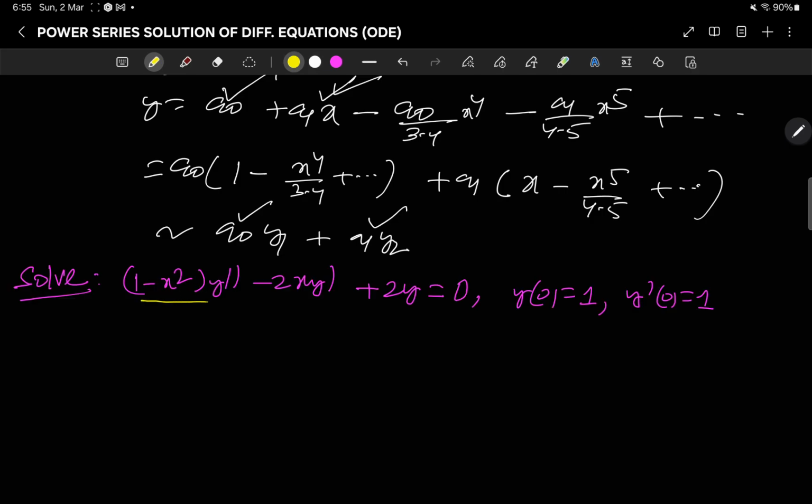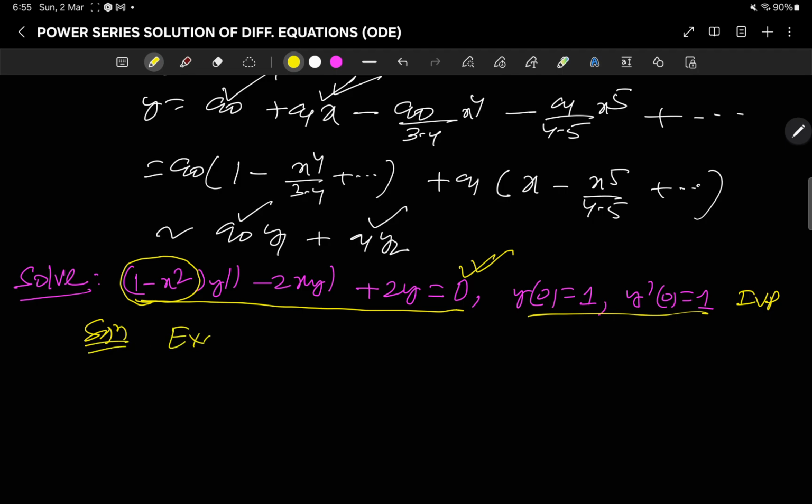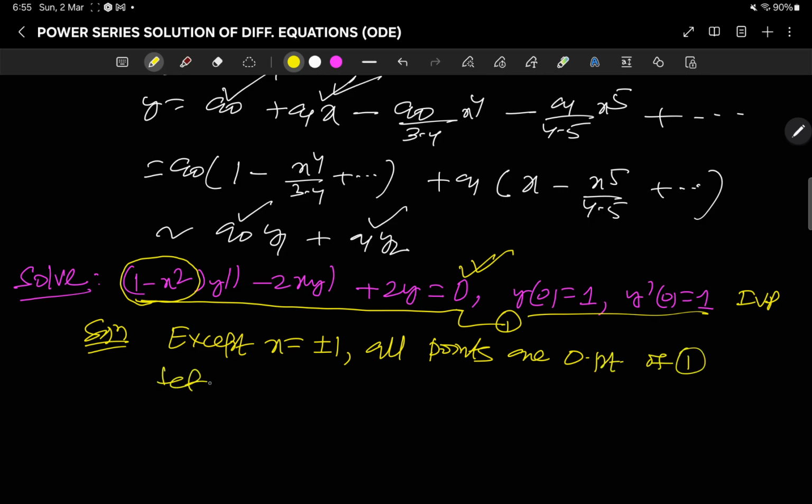So you are asked to solve this. Okay, the previous method will also not work. This is of course an initial value problem. So you see here, except x is equal to plus and minus 1, all points, let it be my equation 1, are ordinary points of 1. Let x is equal to 0 be an ordinary point.